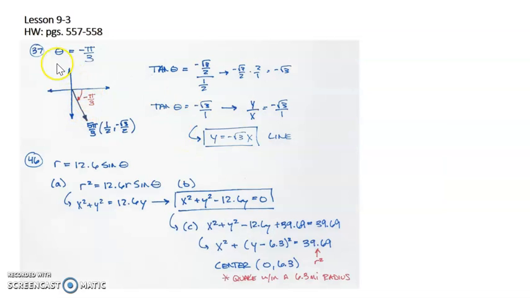All right, last two problems. Let's look at 37. Here, instead of giving us just the r value, they've given us just the theta, negative pi over 3. So I'm going to drop clockwise from the horizontal, and that's going to get me to 5 pi over 3. Well, I know the coordinates for 5 pi over 3. The cosine is 1/2, and the sine is negative root 3 over 2.